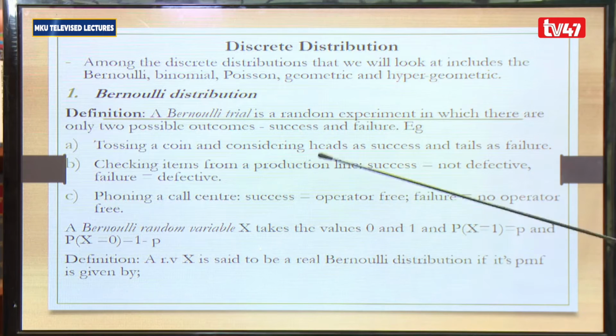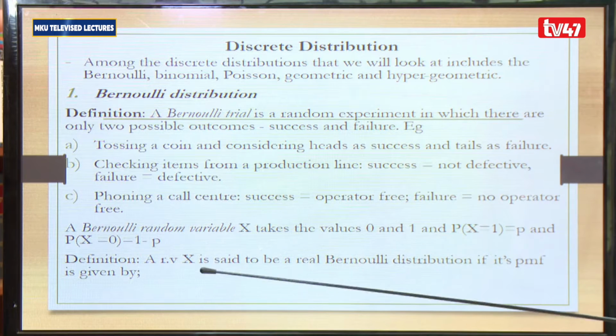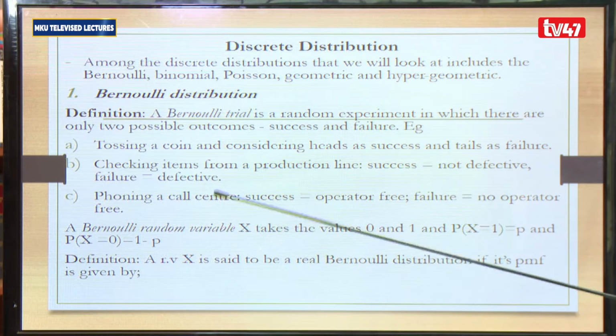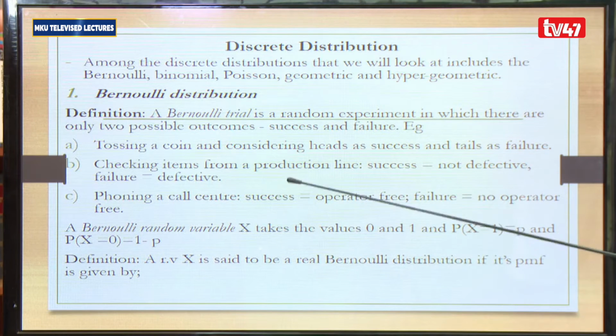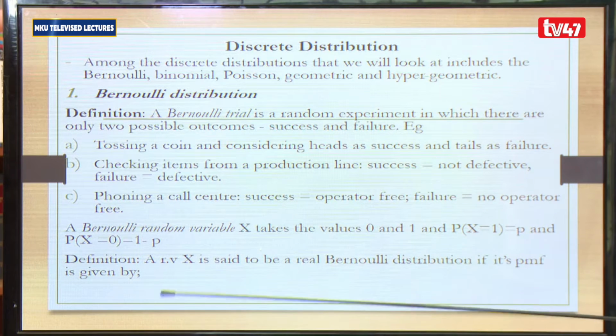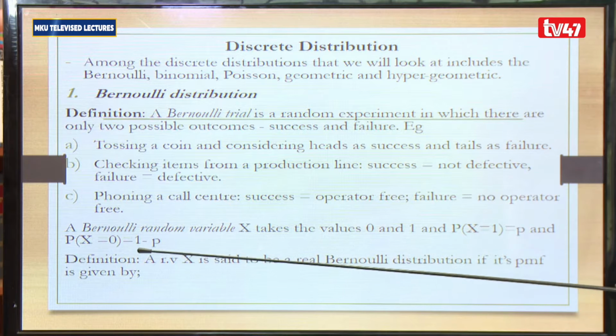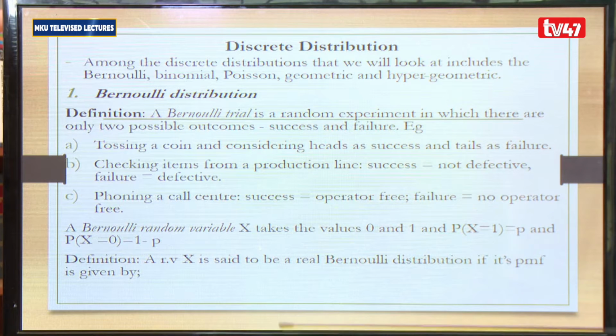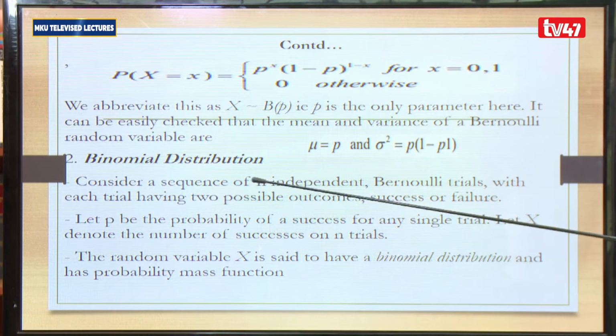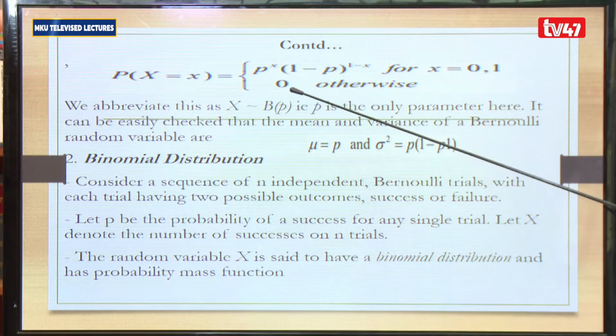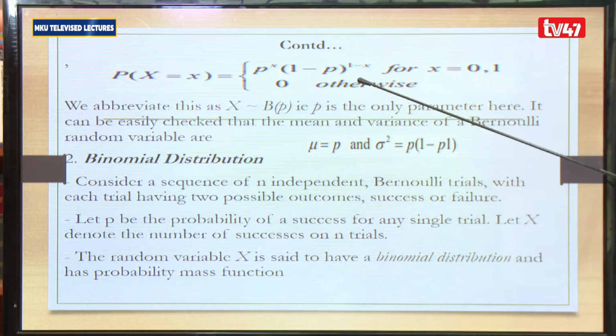Now, a Bernoulli random variable x takes the values 0 and 1, with probability that x equals 1 being p, and probability that x equals 0 being 1 minus p. Sometimes you find q being used to represent 1 minus p. A random variable is said to have a Bernoulli distribution if its PMF is given by probability x equals p raised to power x, times 1 minus p raised to power 1 minus x, for x taking value 0 and 1.